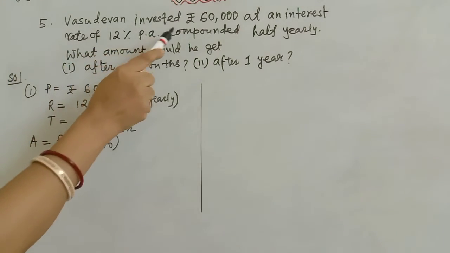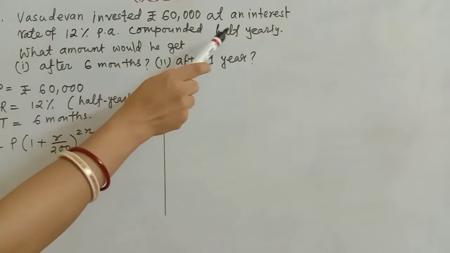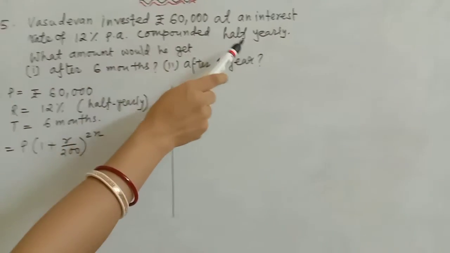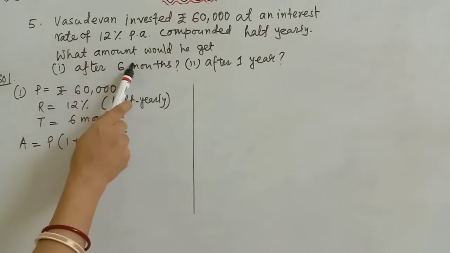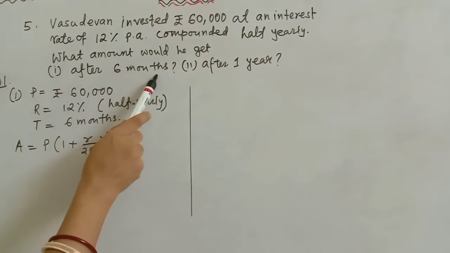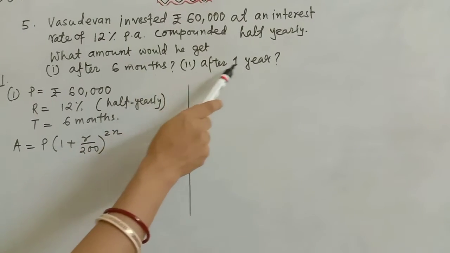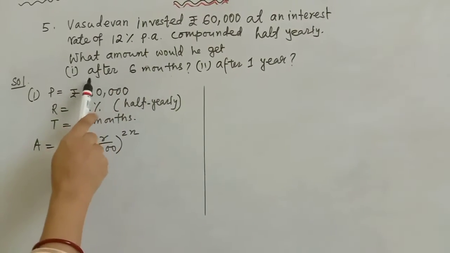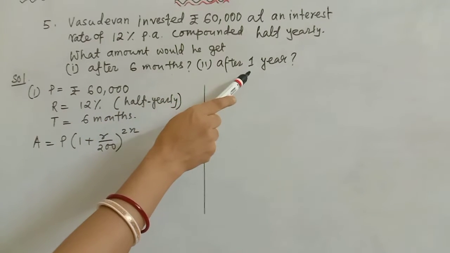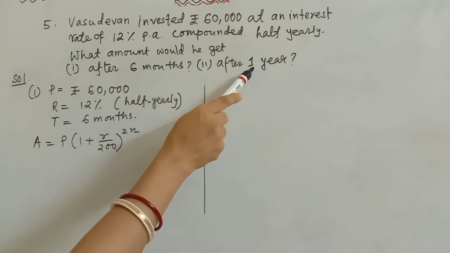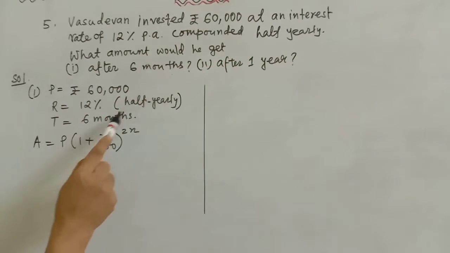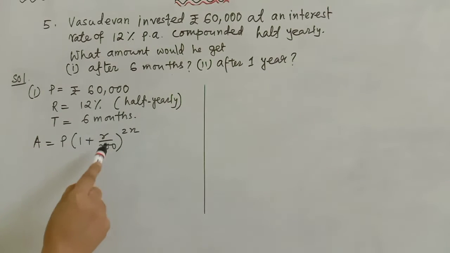Vasudevan invested rupees 60,000 at an interest rate of 12% per annum compounded half yearly. What amount would he get after 6 months? Question number 1, after 6 months. Question number 2, after 1 year. So you have to do the sum in two parts. First one for 6 months timing. Second one is time is 1 year. Compounded half yearly, so you know that the formula will be slightly changed.